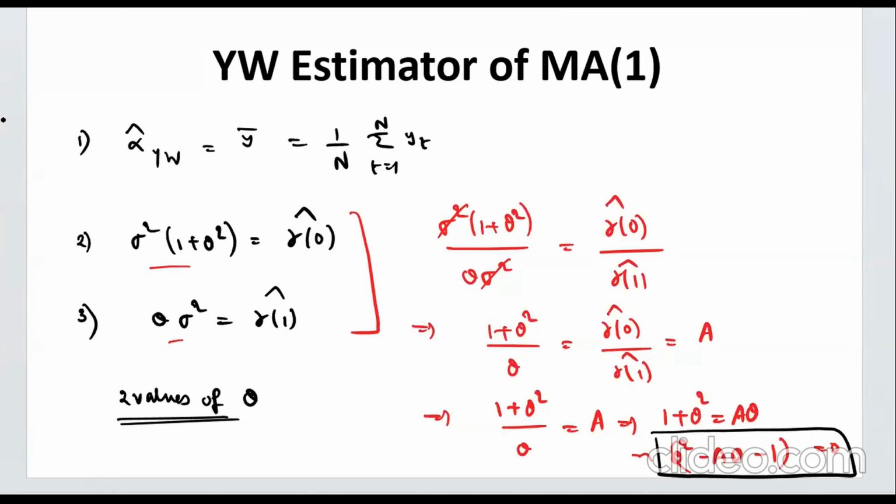Now the question is which value you will take. The answer to this question is any value. Any value of theta which satisfies this equation will represent the Yule Walker estimation of sigma square, right? So let me write it. For any theta, the solution is valid, right? For any theta, this solution is valid.